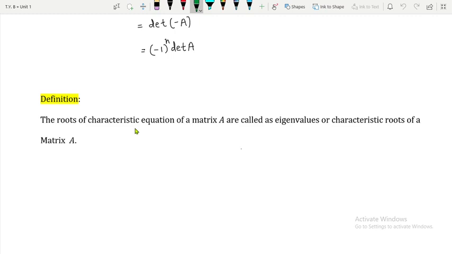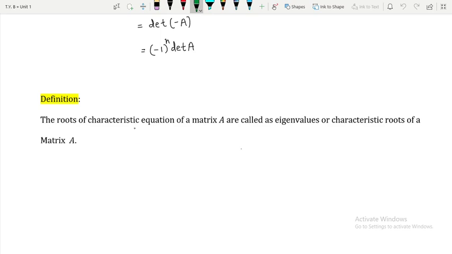So we have already seen that it is a monic polynomial of degree n. So if you find the roots of that polynomial, then they are nothing but the eigenvalues. They are sometimes also called the characteristic roots. Now the question is, how many eigenvalues or characteristic roots will our matrix A have? It depends on the order of the matrix. If the order of the matrix is n, then it is going to have n eigenvalues. Obviously it will have n eigenvalues, but out of them some may be repeated.